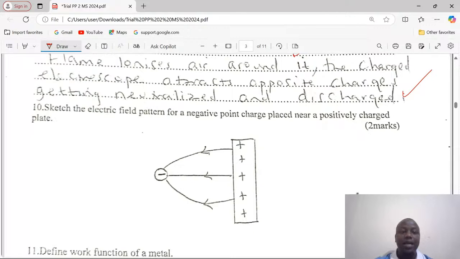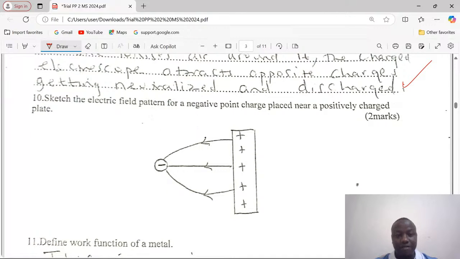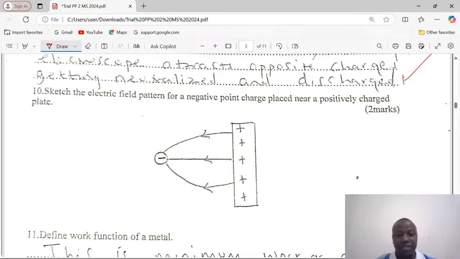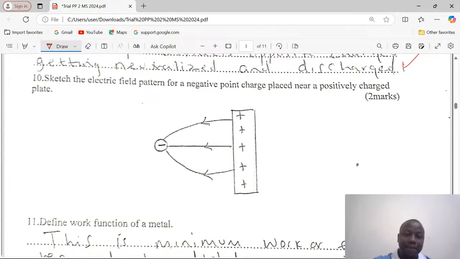Number 10, sketch the electric field pattern for a negative point charge placed near a positively charged plate. So this is a negative point charge. Then we are placing it near a positive plate. This is the positive plate.